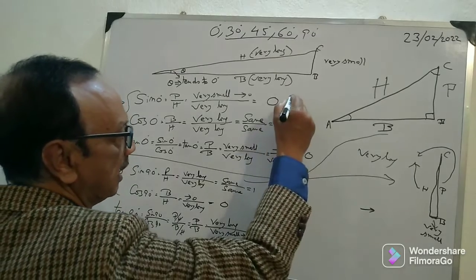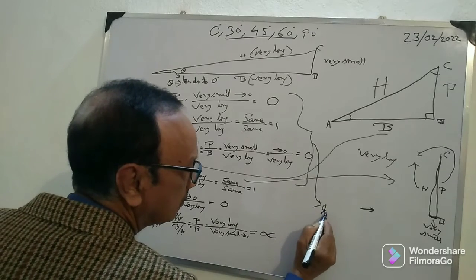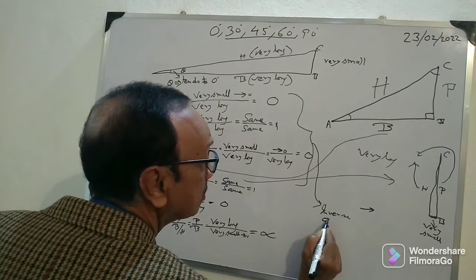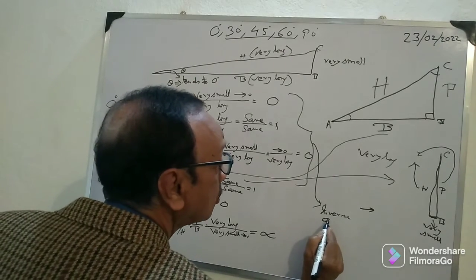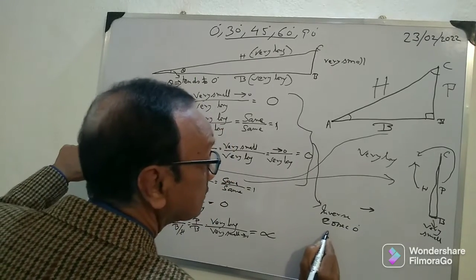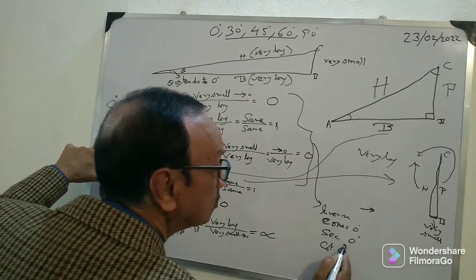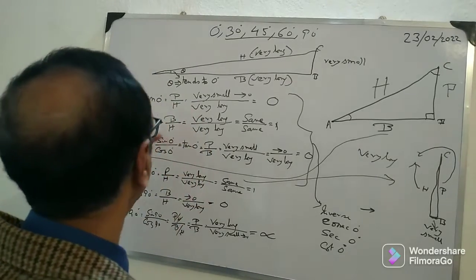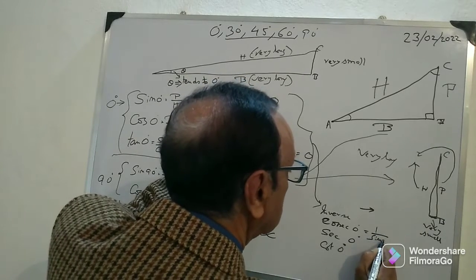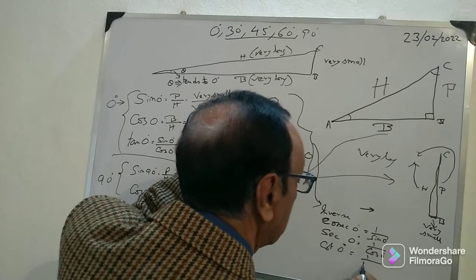Now I mentioned sine 0. For 0 degree angle, the inverses: the inverse of sine 0 will be cosec 0, of cos 0 is sec 0, and of tan 0 it will be cot 0. So cosec 0 is 1 by sine 0 degree, sec 0 is 1 by cos 0 degree, and cot 0 is 1 by tan 0 degree.